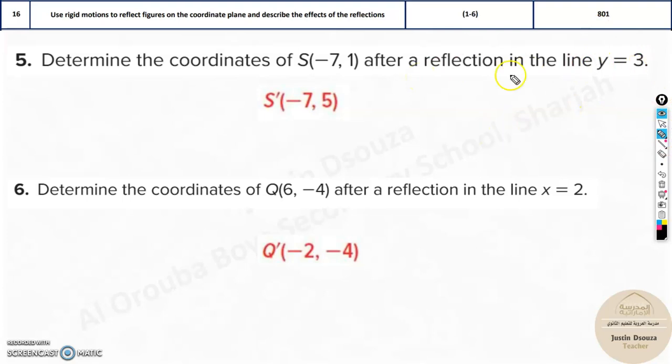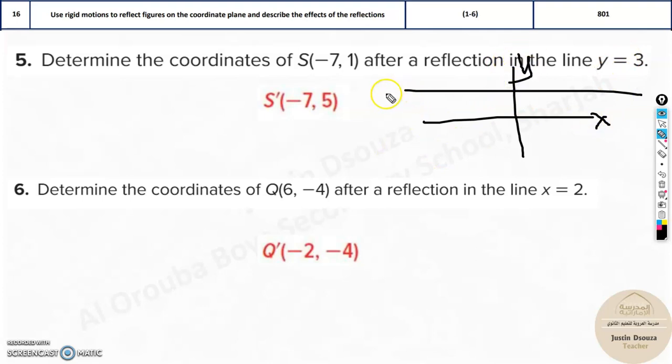One last thing, understand what the line is. y equals 3 means, if this is the x line, this is the y line, this is the y equals 3 line. Now you must understand one thing. You're dealing with the y equals 3 line, isn't it? So the x value does not change. See, the x value will always remain the same, only the y value differs.